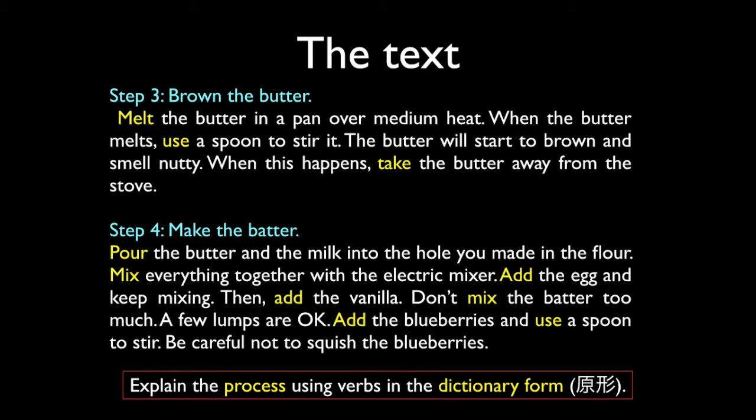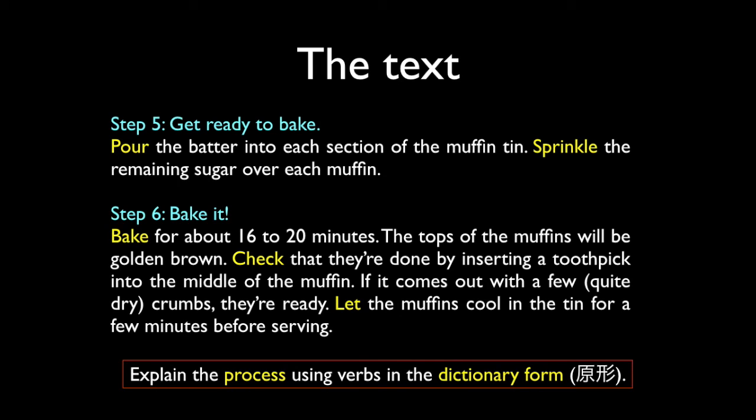When you're writing about the method, you want to be as detailed as possible. You can also add a few warnings, such as don't mix the batter too much, and be careful not to squish the blueberries. This just makes it easier for the reader to create an image of what they're going to make. So by now, I hope you can see this common pattern coming up, especially in the form of the verbs. Of course, there are a few exceptions, but the majority of the verbs are in the dictionary form.